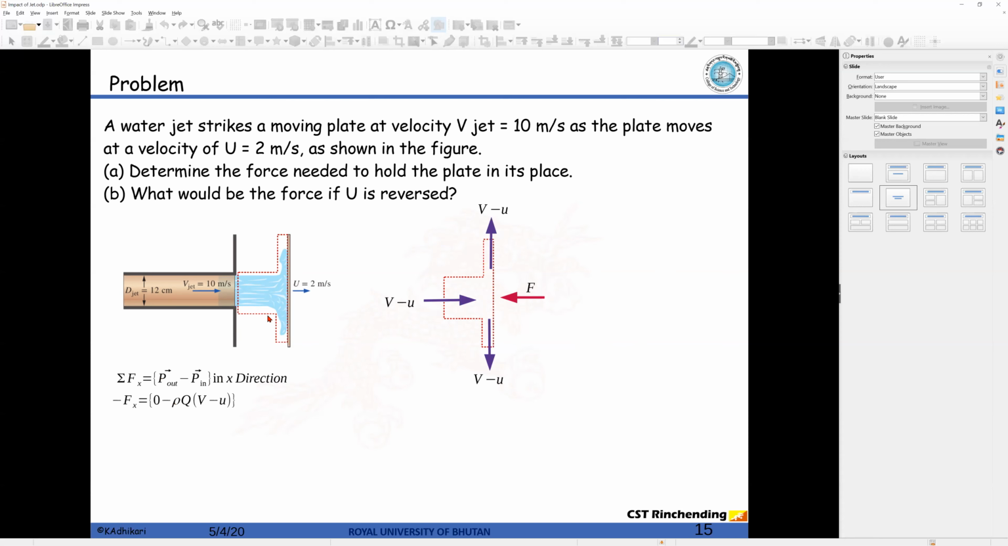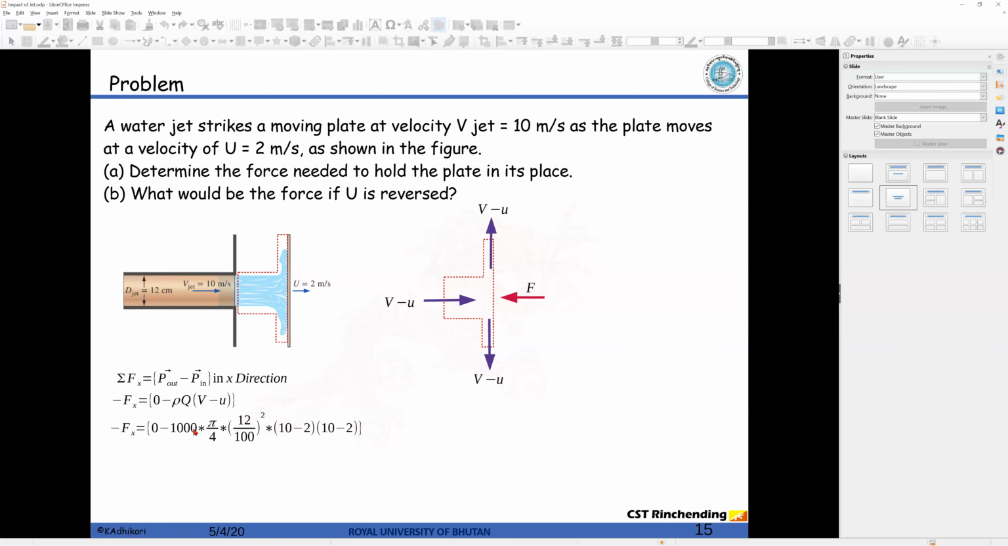So the force that would be offered by the jet to the plate would be equal in magnitude but opposite in direction. Going out in the x direction, nothing is going out, so 0 minus what is coming in. Coming in is rho Q, which is the mass flow rate, times the velocity. Momentum is mass into velocity, and the velocity here is the relative velocity.